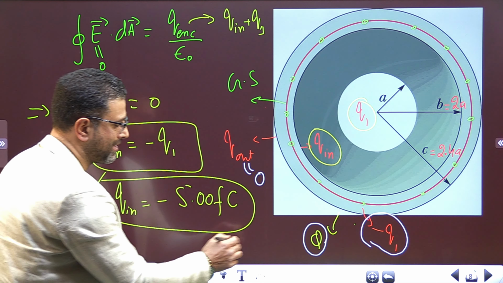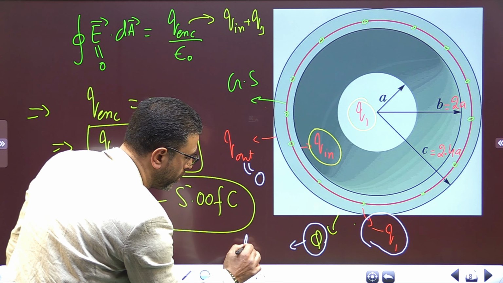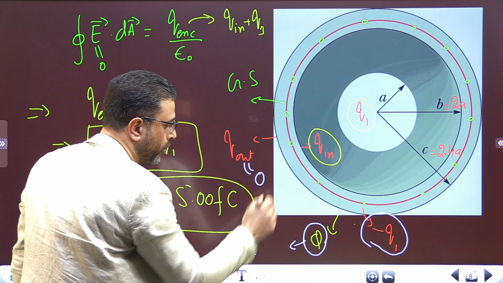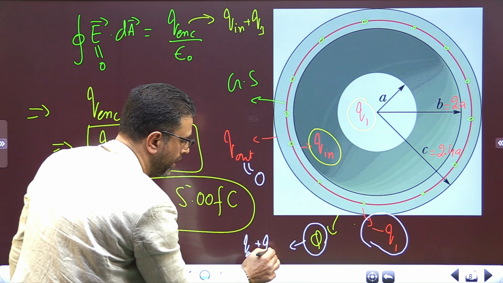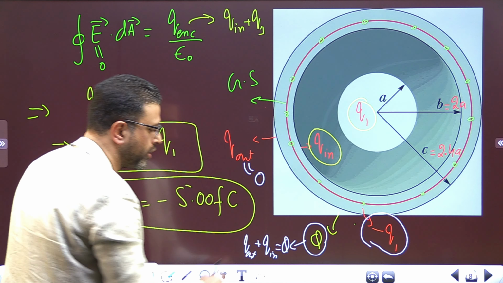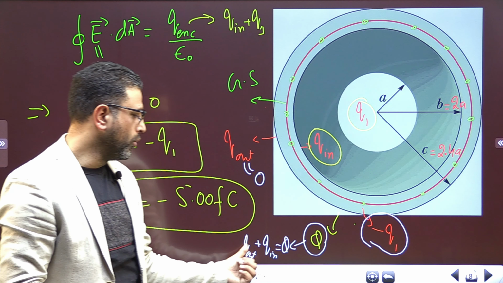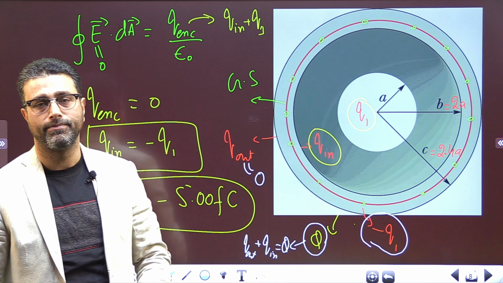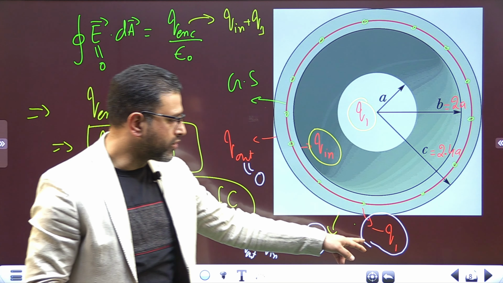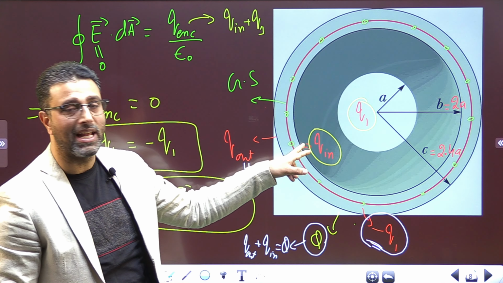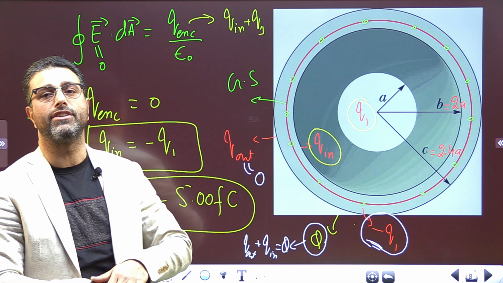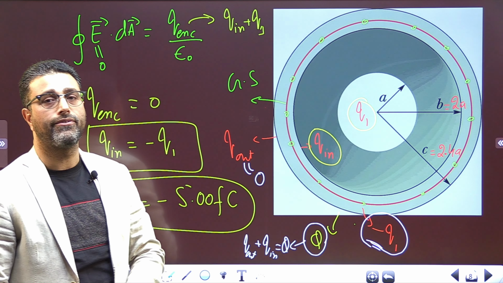In that case, Q out plus Q in is equal to this capital Q. Then you could have found Q out is equal to capital Q minus Q inner. But in this case total charge is minus Q1, so all of it is lying on the inner surface. Outer surface gets no share, so charge on the outer surface is 0.